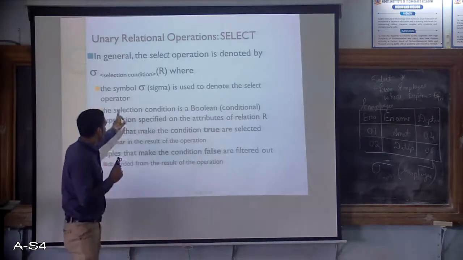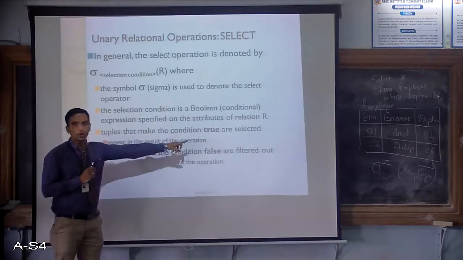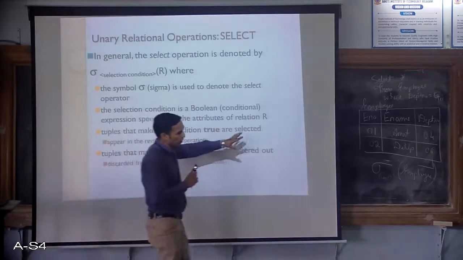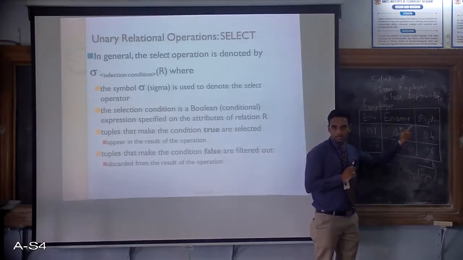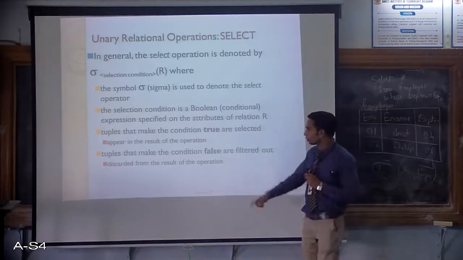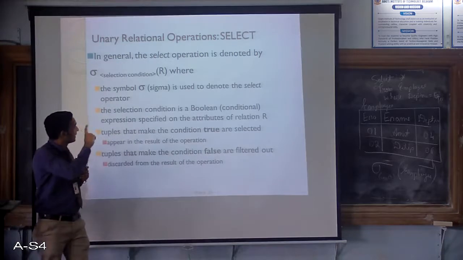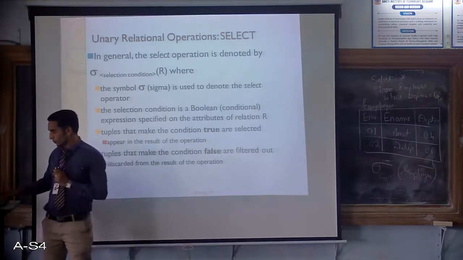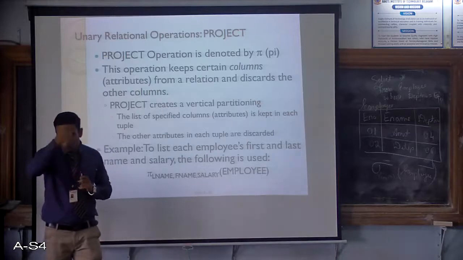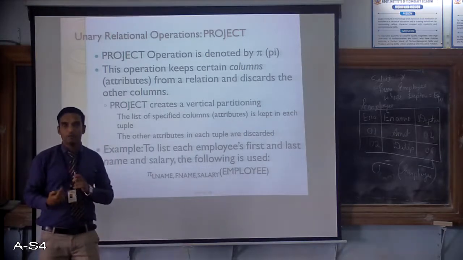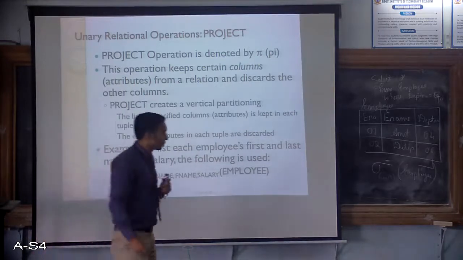So this condition has any Boolean condition, tuples that make the condition true. Whichever rows this condition is true for, only those rows are fetched and displayed for me, the rest are ruled out or discarded. So this is the syntax: select, condition and rows. Then what is a project? If you want to select rows, we use the keyword select. If you want to read the columns, then we use the keyword project.